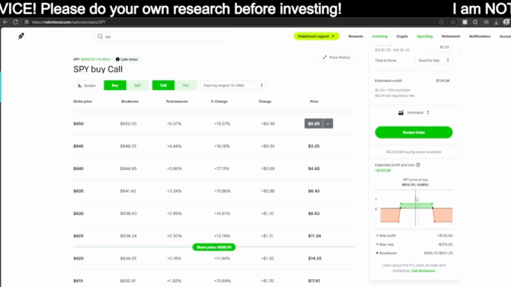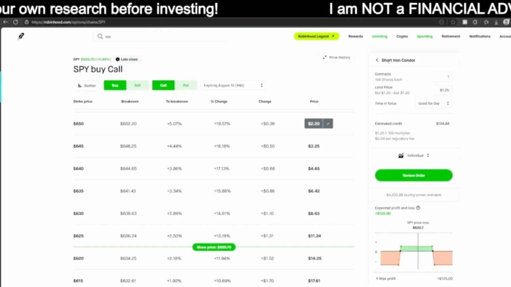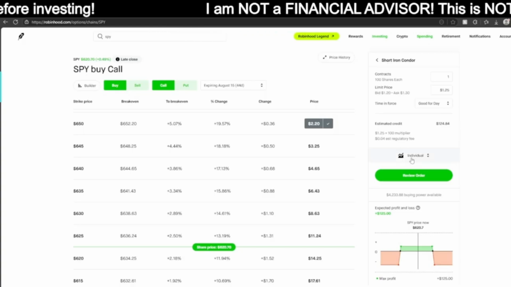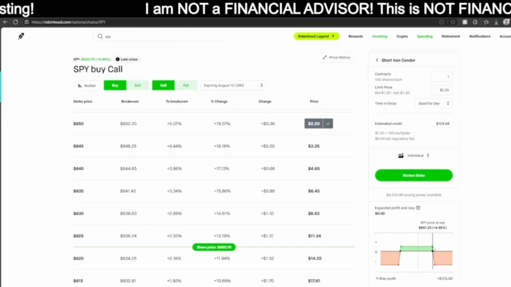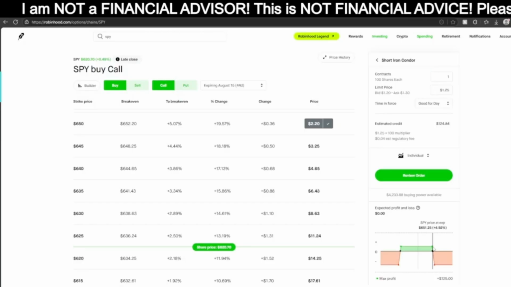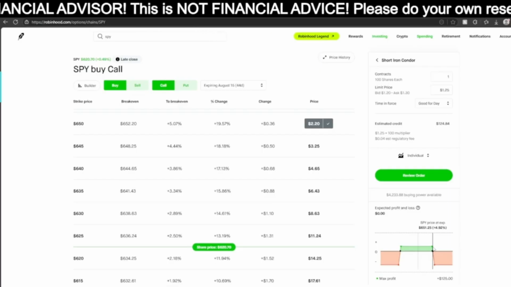So the difference here with an iron condor is that you are doing a call side and a put side spread at the same time. And it creates this kind of window, which is kind of similar to the actual long call condor specifically, but this one you're being paid up front.